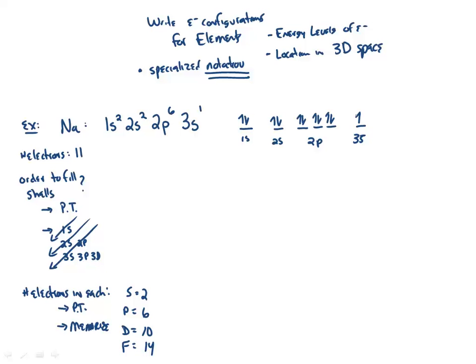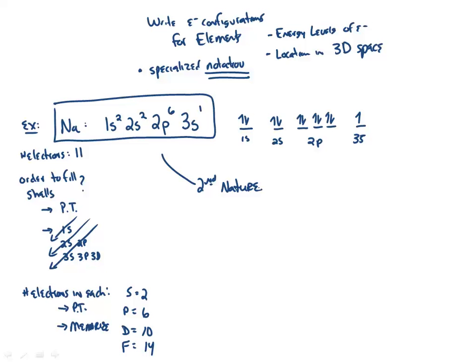And then we've got just one lone electron in that 3s orbital. So what we want to do at some point is this notation here, this sodium is 1s2 that. This has to be second nature, because we're going to use it to explain lots and lots of stuff, and we're going to be constantly referring back to it.